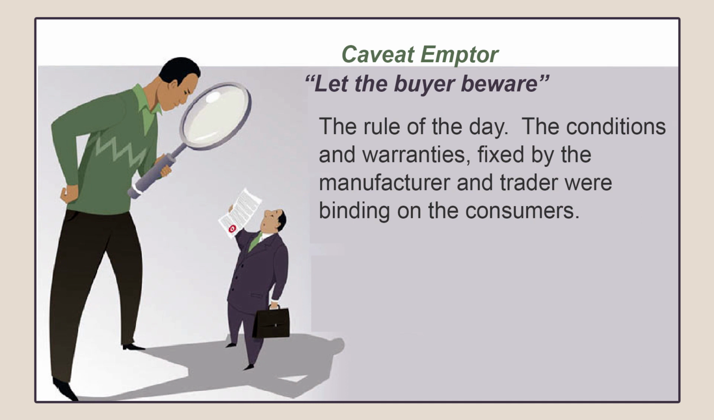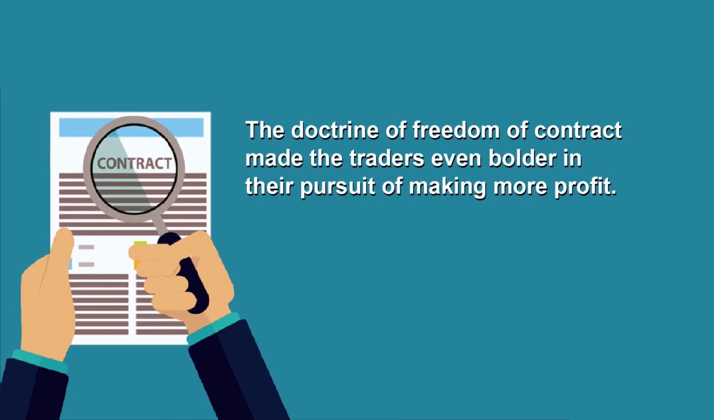The conditions and warranties fixed by the manufacturer and trader were binding on the consumers. The consumers came to be abused and exploited by unscrupulous traders whose only object was to make profits at every cost. The doctrine of freedom of contract made the traders even bolder in their pursuit of making more profits. All these factors culminated in a new phenomenon resulting in the abuse and exploitation of consumers. This led to the consumer movement throughout the world.